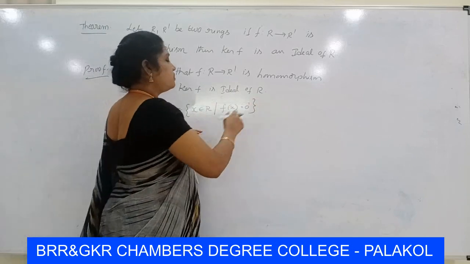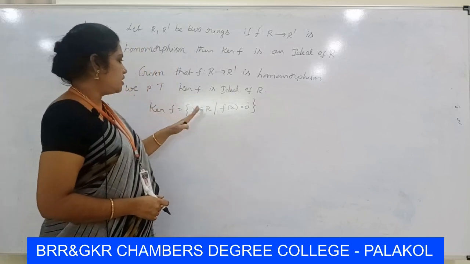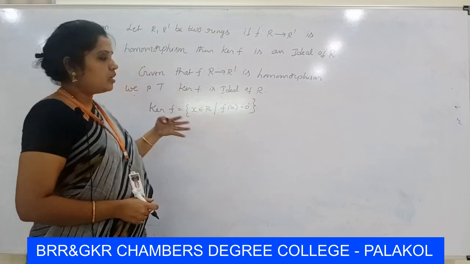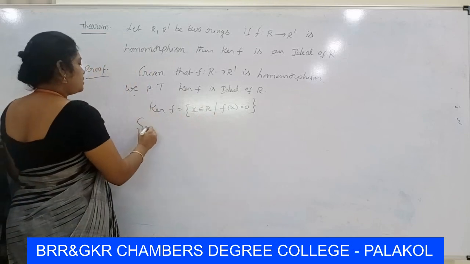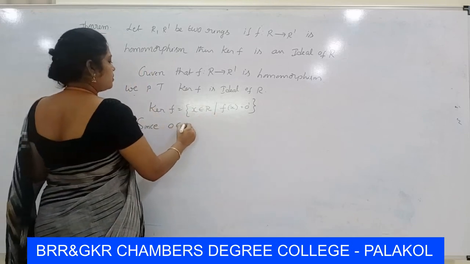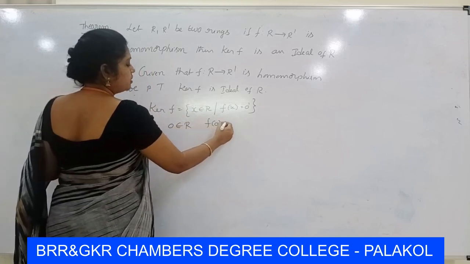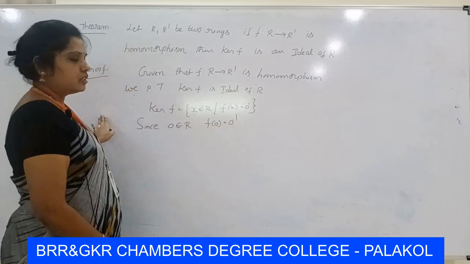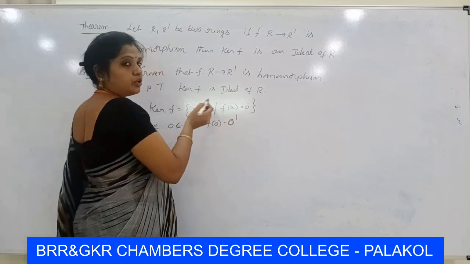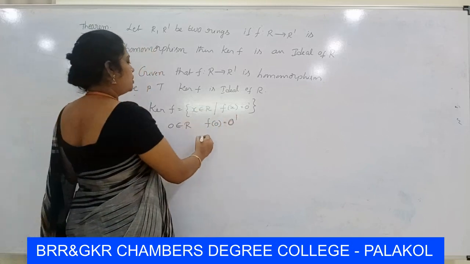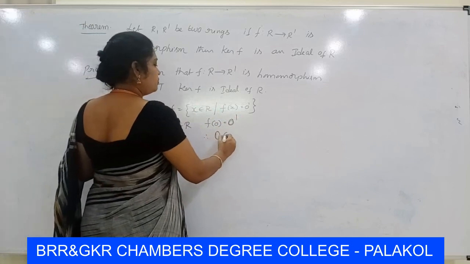First of all, it is a subset of R because the set contains elements of R, and it is also non-empty because, since 0 belongs to R, f of 0 has the image 0 dash. So the element 0, which is associated to 0 dash, belongs to the kernel F. So 0 belongs to kernel F.